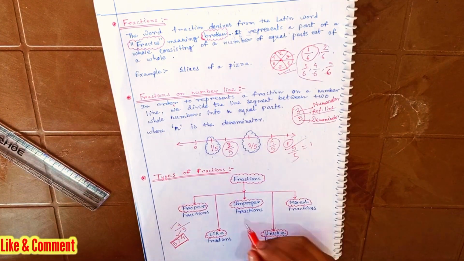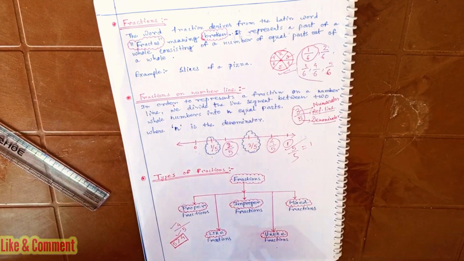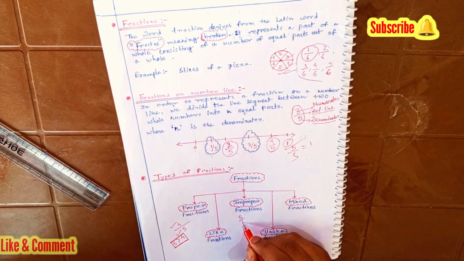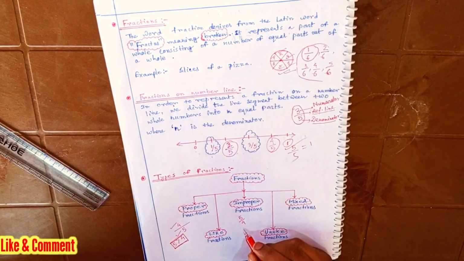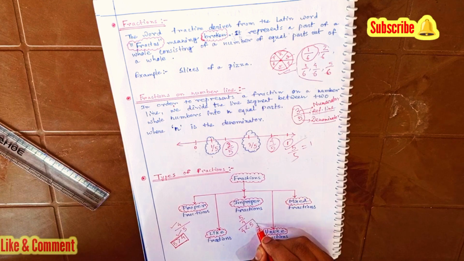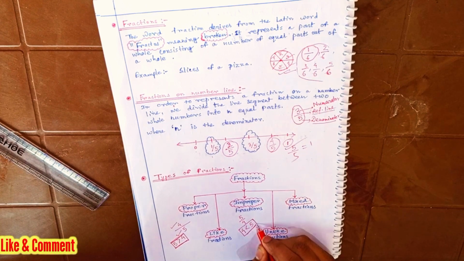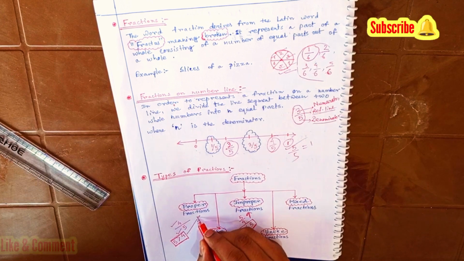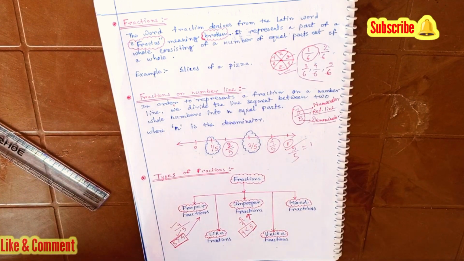For improper fraction, the opposite of the proper, that is 5 by 4. That means the denominator is less than the numerator. That is the basic and main condition for improper fraction.